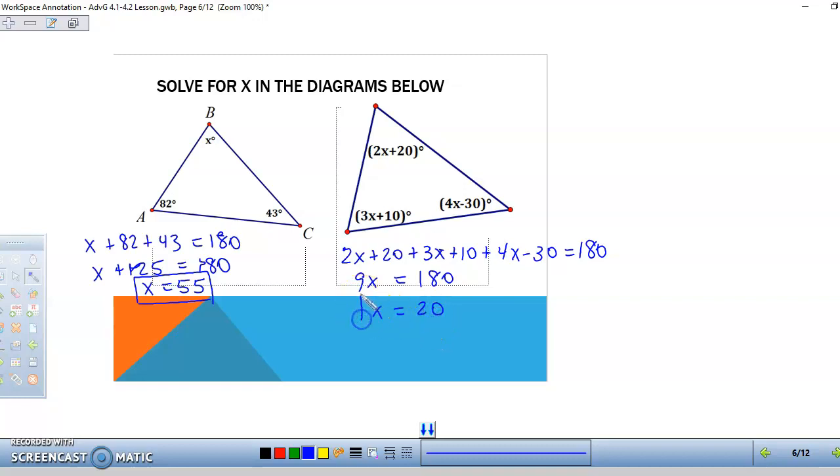Now, it is always a good idea to plug that into the picture to make sure that things make sense. So in here, we got 60 plus 10 is 70 degrees. Here we have 80 minus 30, which is 50 degrees. And then 40 plus the 20 is 60 degrees. And then here we get 130 plus the 50 is 180, and that checks out. Okay, so that's the basics for triangle sum.